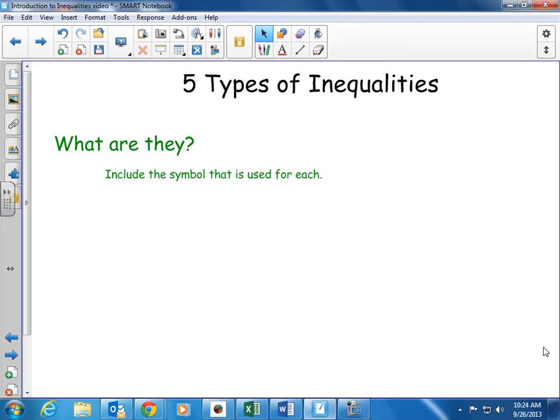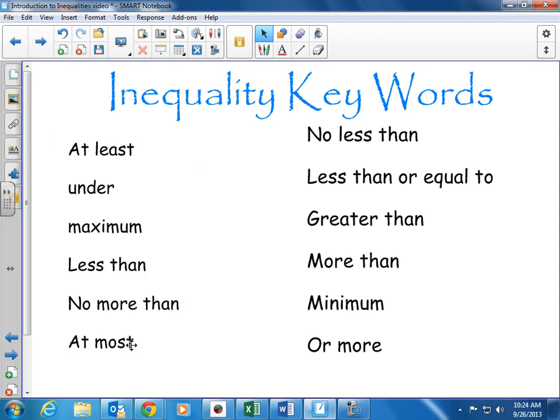I want you to research the 5 different types, write out what they are in words, and also include their symbol. What I have here on the screen are some inequality keywords for you. These are words that, when you see them in a word problem or just out in real life, you know you're going to use an inequality to represent them.